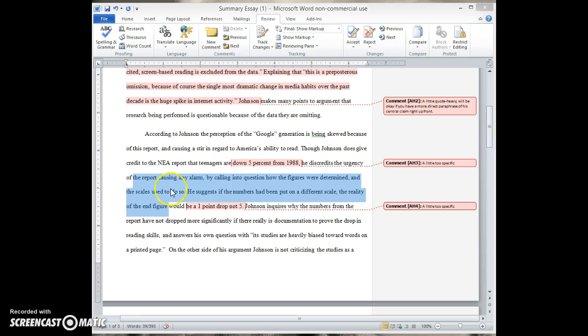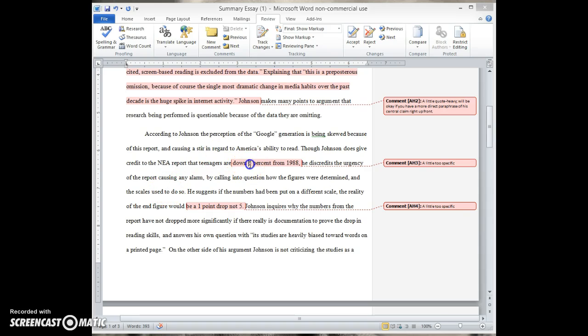Here you're glossing over a ton of evidence, and that is what you want to see in summary. You don't want to see the evidence, but really just the ideas being represented by the evidence, like you say here. He's calling into question the figures and the scales. That's a great way of saying, you know, it took him about a page and a half in just like one line. So great job with that.